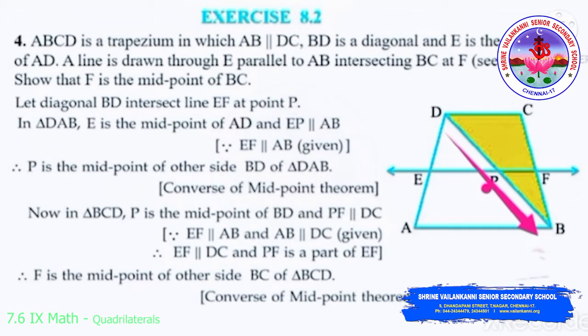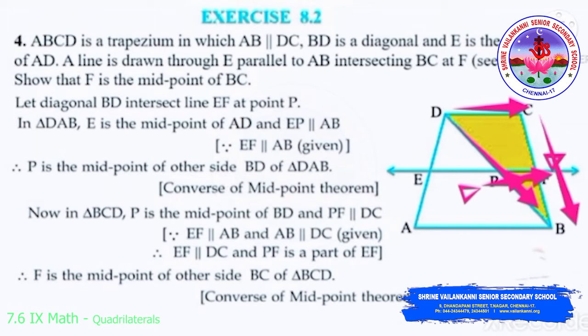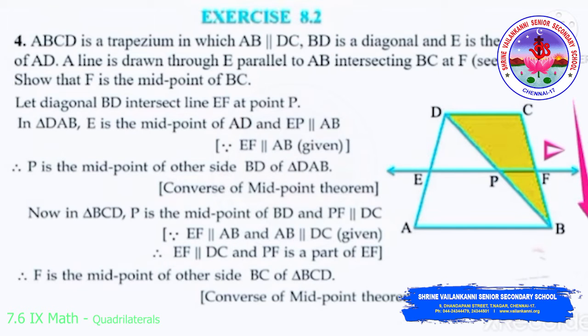Now going to triangle DCB, we have P is the midpoint of BD, as proved in the previous step. Since PF is a part of EF, where EF is parallel to AB and AB is parallel to CD, I can say that PF will also be parallel to CD. Again, using the converse of the midpoint theorem, a line drawn through the midpoint of one side of a triangle parallel to the base intersects the third side at its midpoint. So F is the midpoint of BC in triangle BCD. Hence, we proved that F is the midpoint of BC.